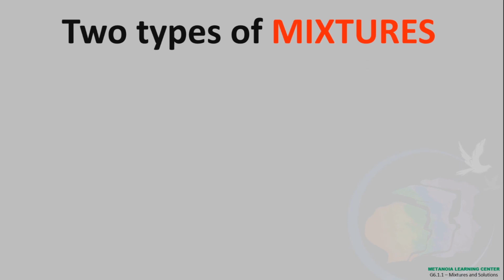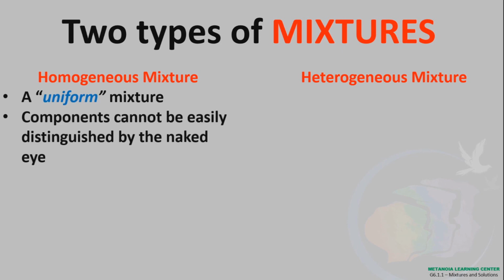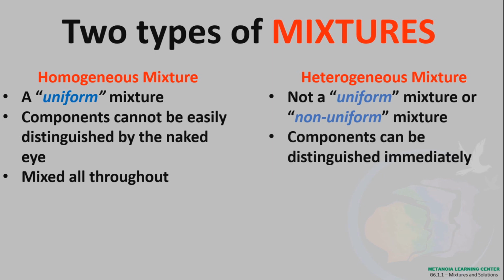There are two basic types of mixtures, and these are the homogeneous mixture and the heterogeneous mixture. A homogeneous mixture is a uniform mixture. Its components cannot be easily distinguished by the naked eye. It is mixed all throughout. A heterogeneous mixture is not a uniform mixture, or a non-uniform mixture. Its components can be distinguished immediately.